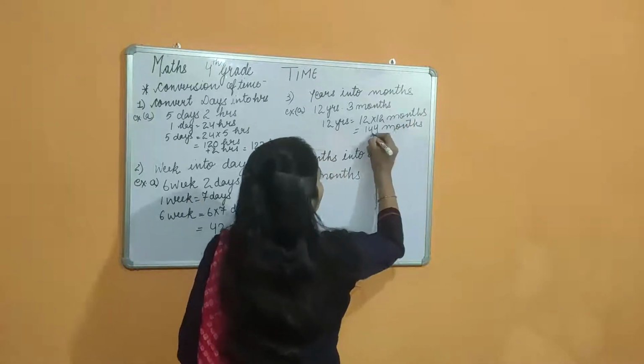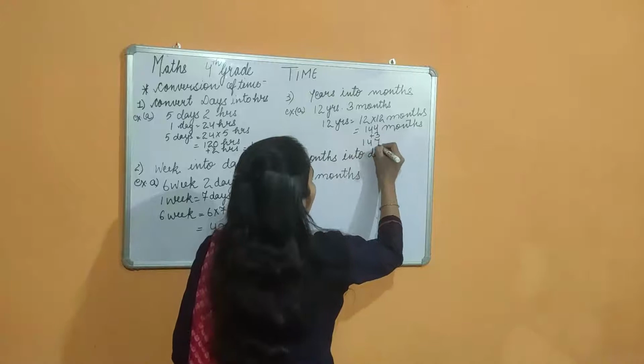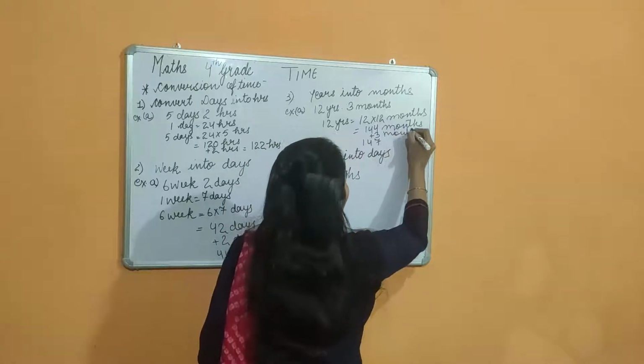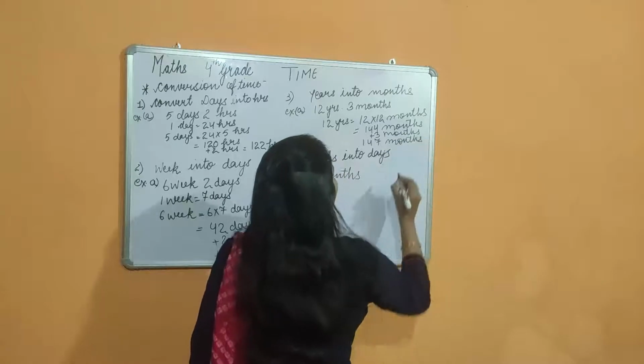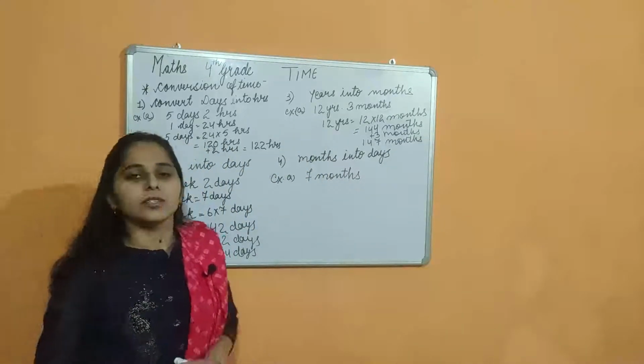So what we will do of this 3 months? We will add, and the answer will be 147 months. Okay, like this we can convert years into months. Now months into days, students.